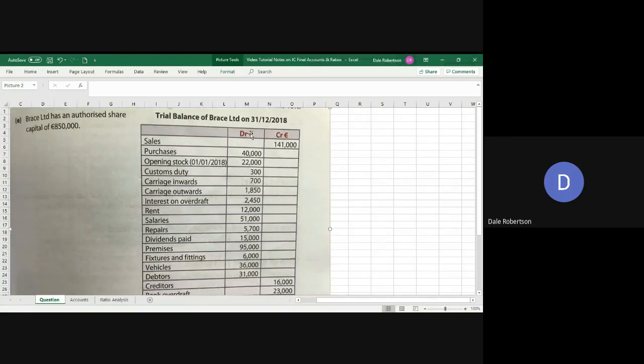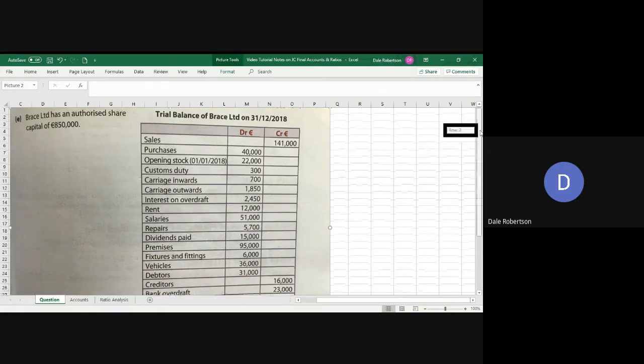So you're presented with a trial balance for Brace Limited at the end of the year, in which you have a debit column and a credit column. Now, you'll remember that everything in this debit column has to be either an asset or an expense. So purchases are an expense, interest overdraft is an expense. In fact, all of these are expenses. But then when you get down to premises, fixtures and fittings, vehicles, debtors, those are all assets.